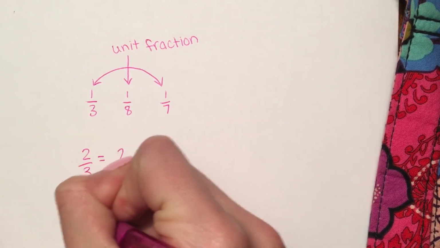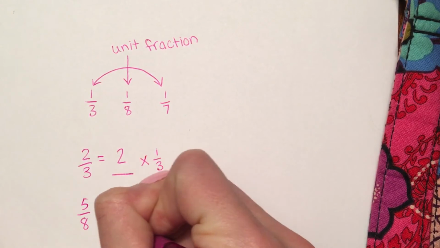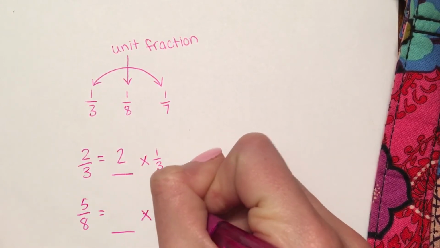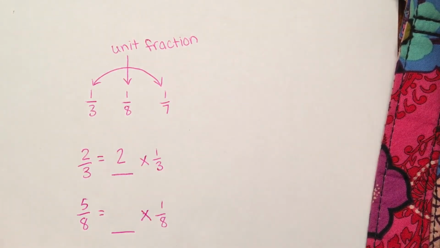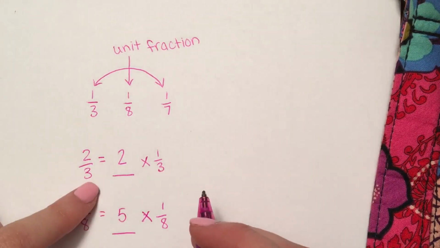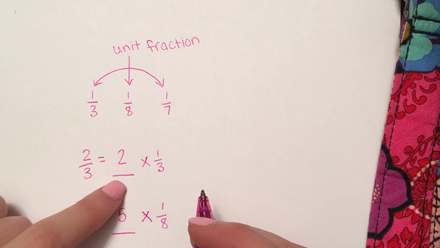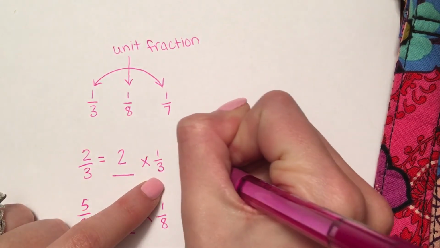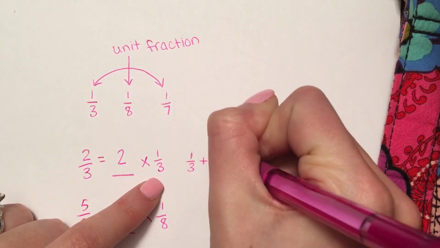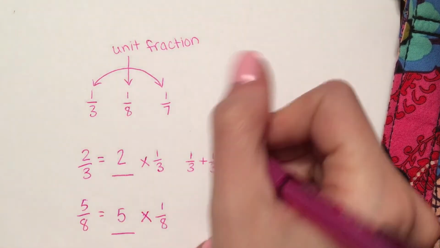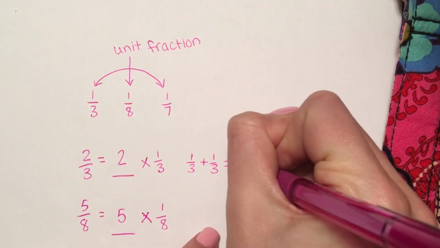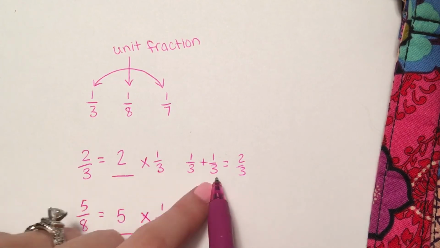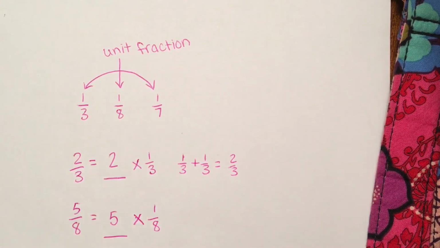Same thing if I have 5/8. 5/8 is 1/8 5 times. Think about your repeated addition here. If I look back on my 2/3 example, 2/3 equals blank times 1/3. How many times do you need to write out 1/3 to get to 2/3? 2. 1/3 plus 1/3 equals 2/3. So I had to write it out 2 times. So that's why I put 2.